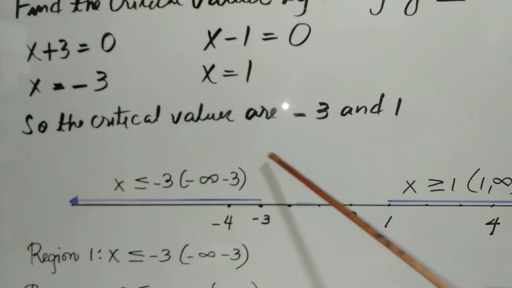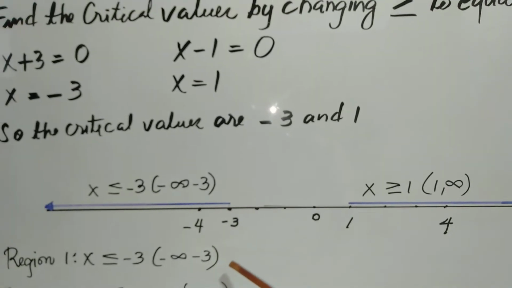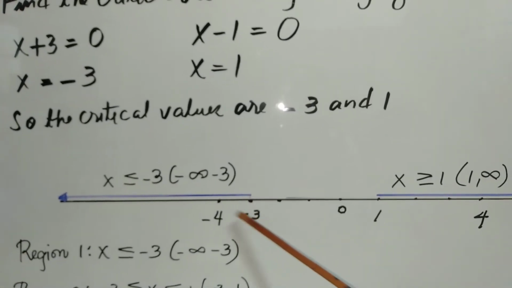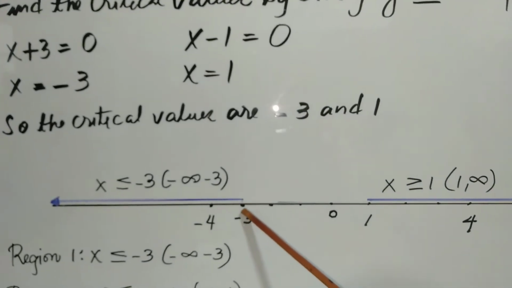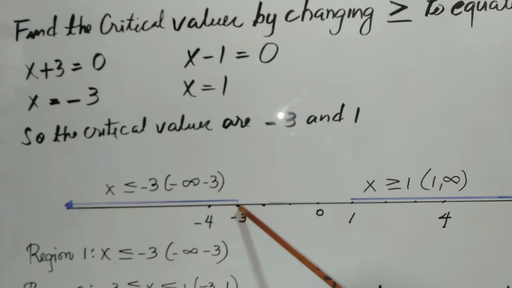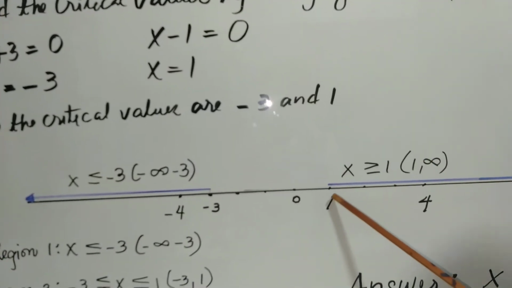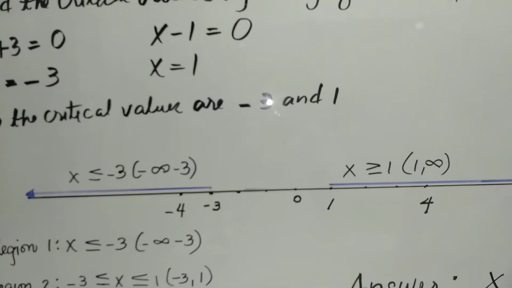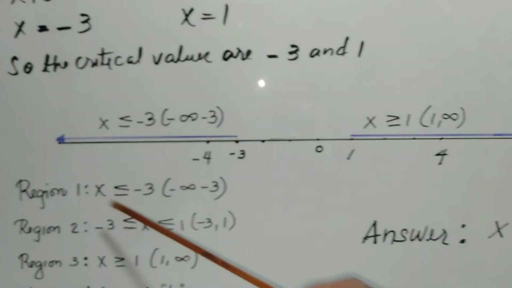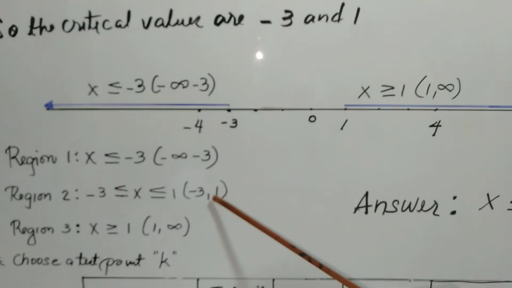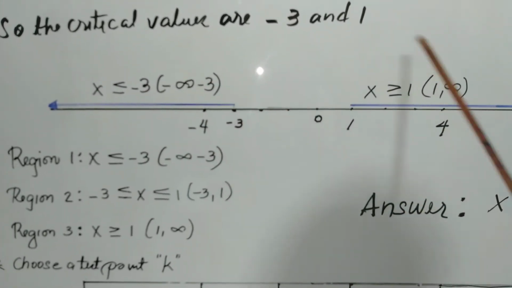So we're going to inspect 3 regions. The first one is from negative infinity to negative 3, then from negative 3 up to positive 1, and the last one is from positive 1 to positive infinity. So we test each of these 3 regions by getting a test point. We are going to test 1 point for each region.